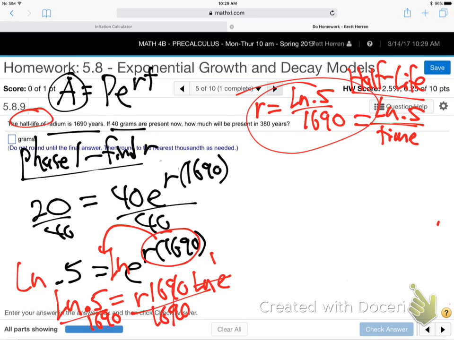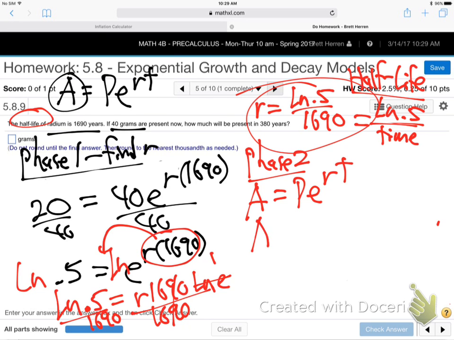Anyway, you might want to know the long way and the short way. So that's the quick short way. Boom, right there. So now let's do phase 2. Phase 2, going to use the PERT formula again. And now we know R. And what's the P? 40 grams. The P is 40 grams. And the R is ln 0.5 over 1690, to the T. There we go.